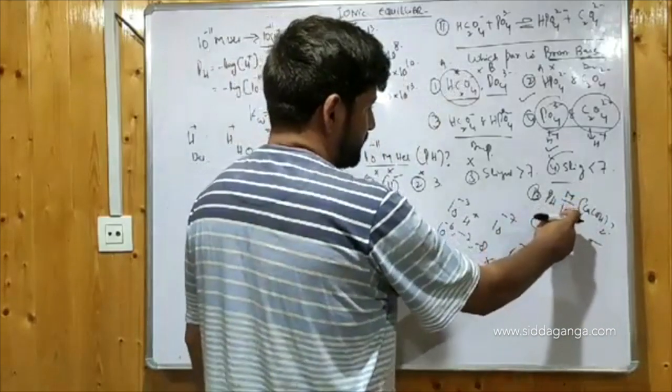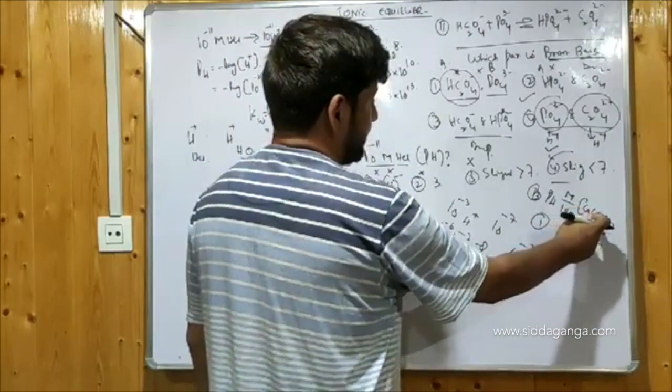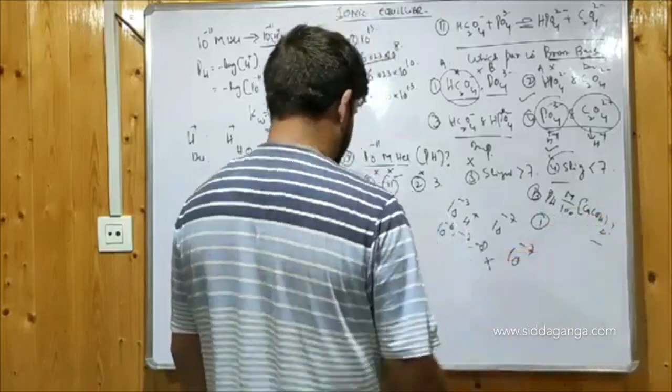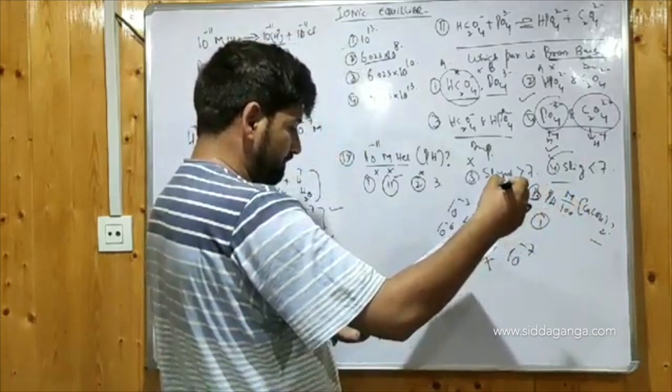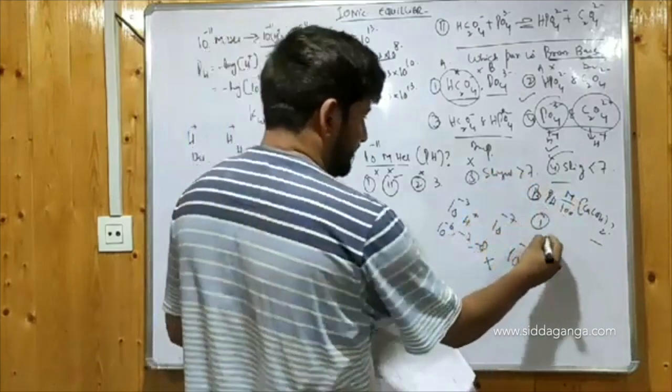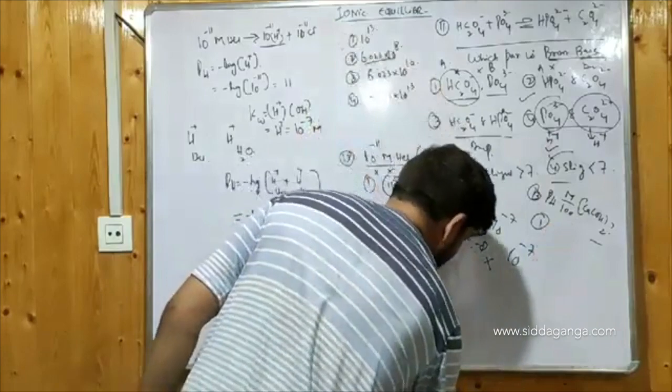M/100 means 0.01, and 0.01 molar calcium hydroxide will give you 2 into... Let us solve this out. So what are the options? Options are 1.699. I will write down the options here, children.